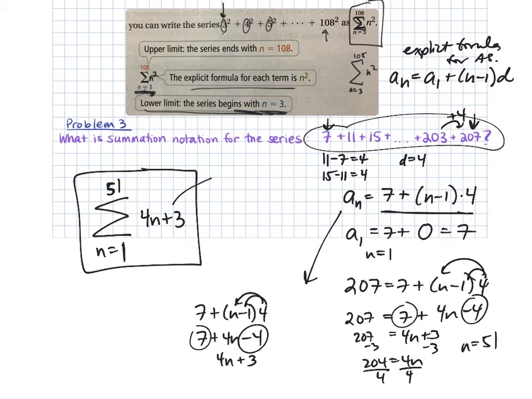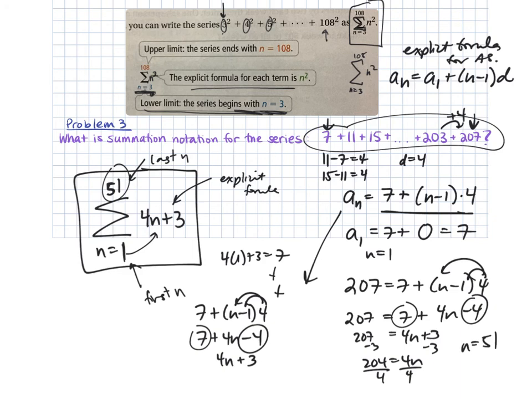So we figured out the explicit formula, last n, first n. Okay, that means you're going to plug in. What this means is first you plug in 1, then you plug in 2, then you plug in 3, and then you add them. That's what this is saying. Add every time you plug in a new n, and then stop there. So that's what that's saying.